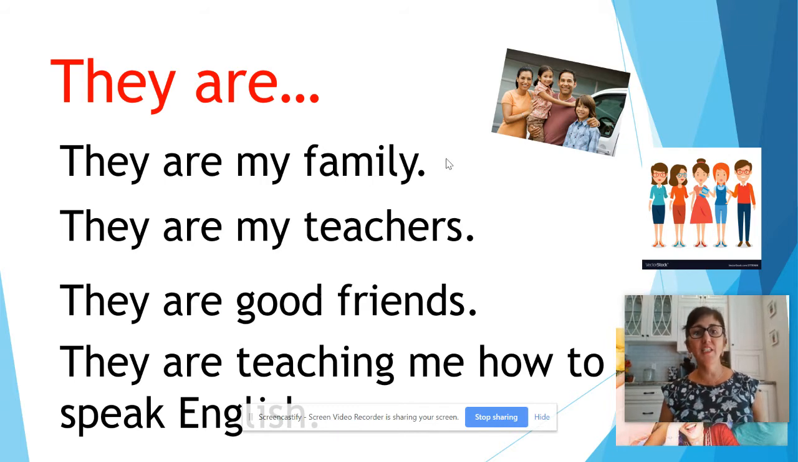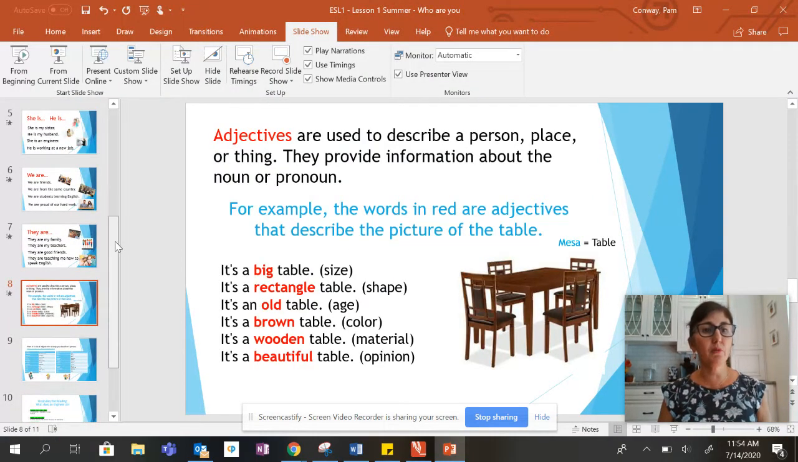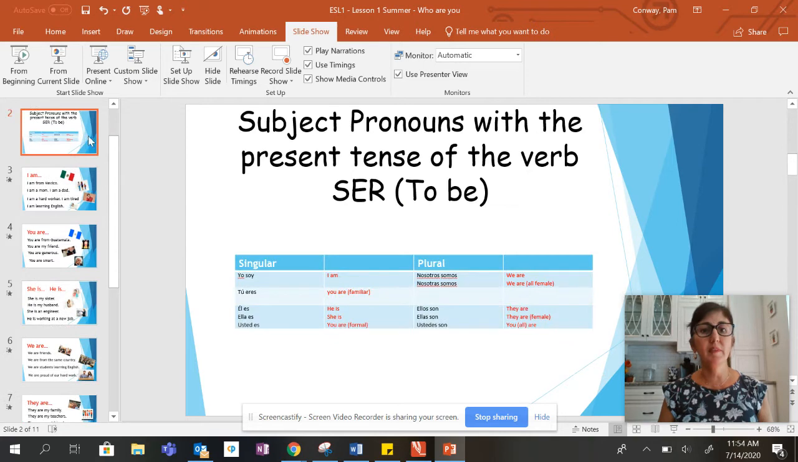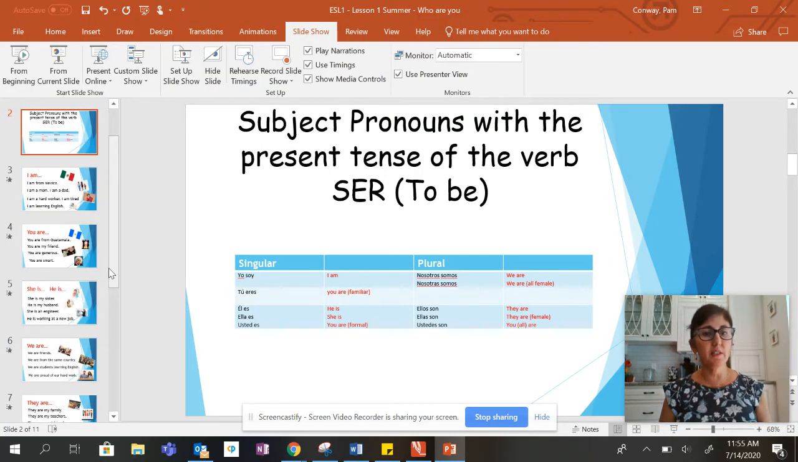Nice. Very good. So, did you notice how the verb to be changes? Let me go back. I'm going to go back really quickly to look at that again. Now, again, I am, you are, he is, she is, we are, and they are. Notice how it changes with the different subject pronouns. Now let's do a little bit more learning. We're going to add some adjectives on.